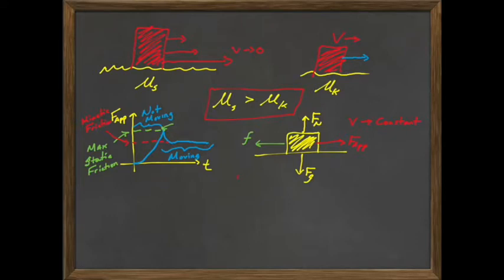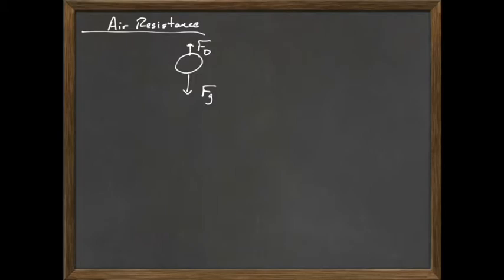Okay, now let's do an example with air resistance. So we said the other type was air friction, so in this case, it's considered air resistance. If I've got an object, say a ball, and it's falling, in the absence of air resistance, it's only gravity pulling it down. But with air resistance, we're going to have this drag force applied up to it.